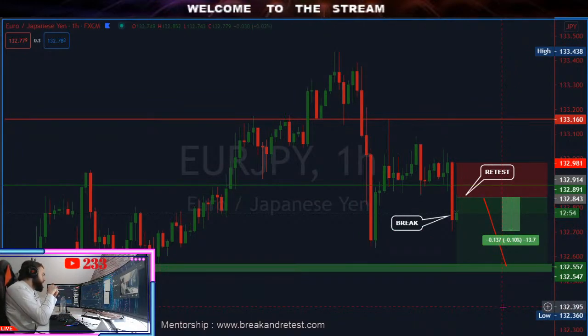Otherwise, even if we close like this, we're still good. We can still continue down. It's just that it takes more time and that's not good for us. Why? Because we don't want to wait too much. Next candle and it goes up.